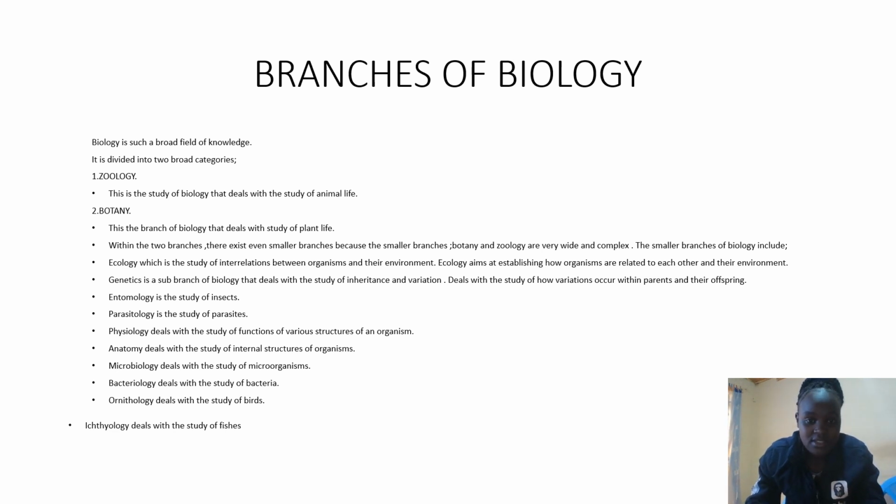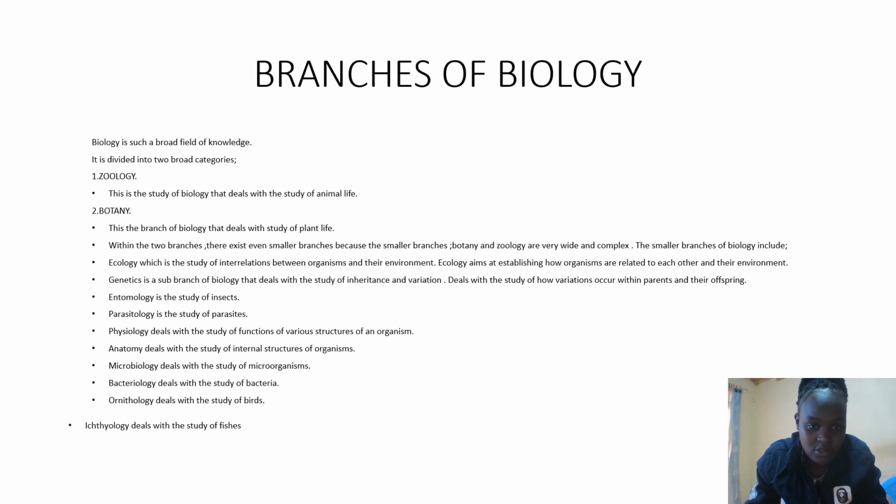Physiology, it deals with the study of the functions of various structures of an organism. This is, for example, the cell, whereby the cell is the basic unit of a living organism. Also, it states the function of the cell to an organism, whereby the cell enables the organism to function normally. Also, we have the structures such as the lysosomes, the microbodies, the Golgi apparatus, and etc.